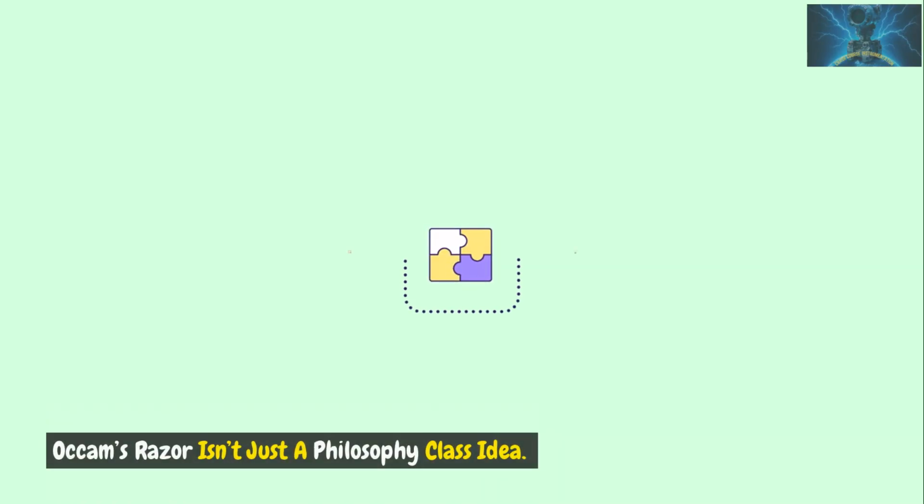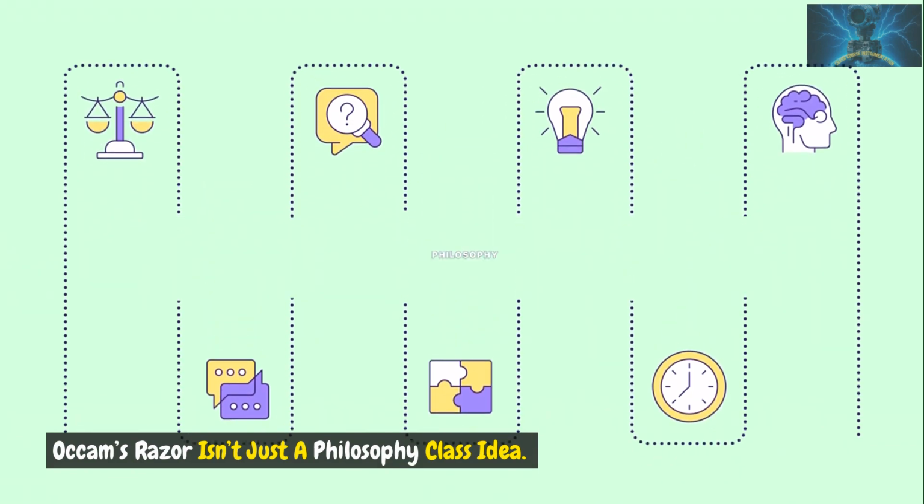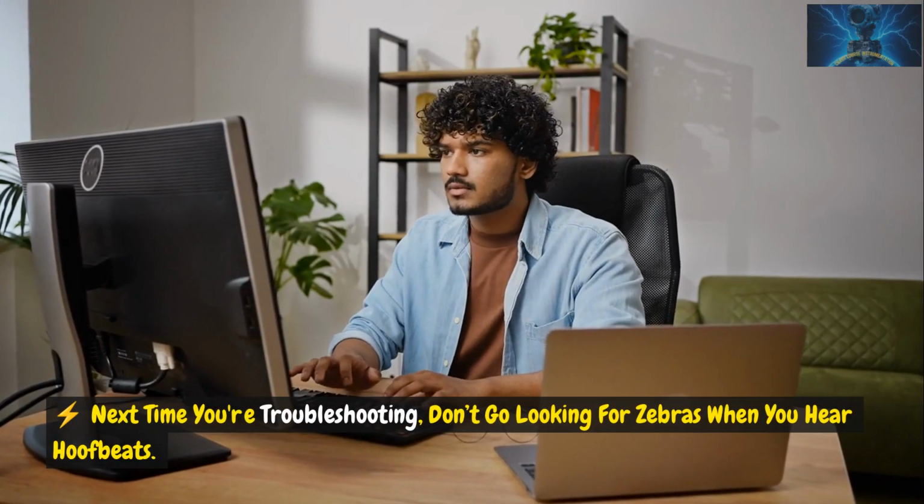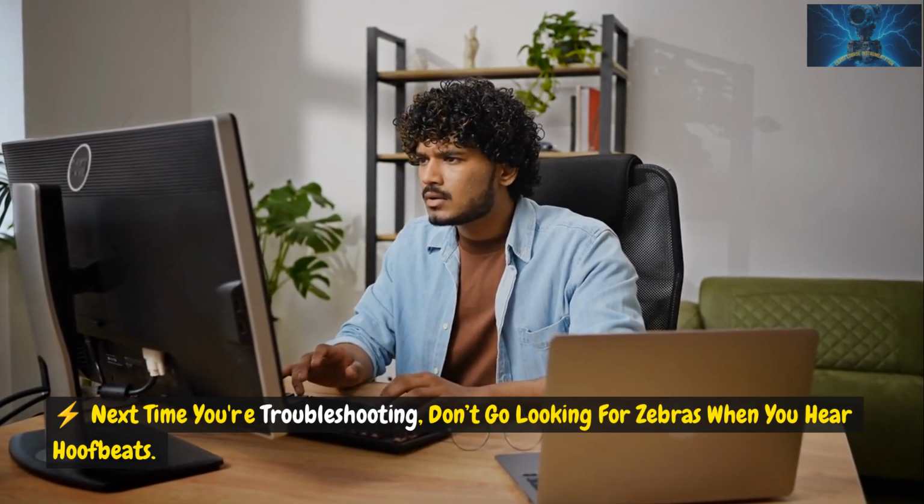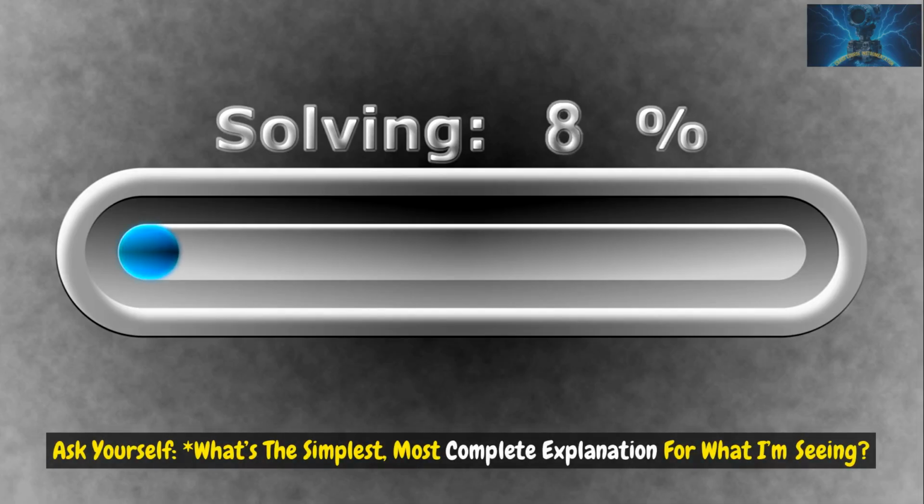Wrap up, Occam's Razor isn't just a philosophy class idea. It's how smart techs work faster. Next time you're troubleshooting, don't go looking for zebras when you hear hoofbeats. Ask yourself, what's the simplest, most complete explanation for what I'm seeing?